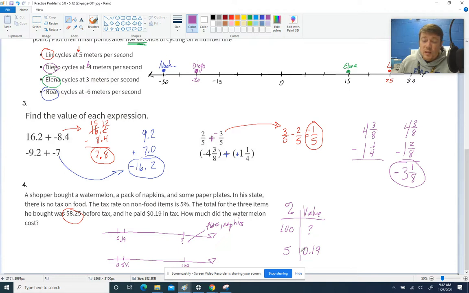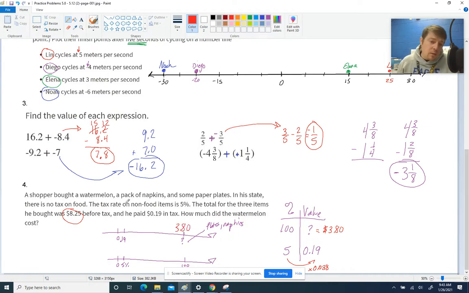So the constant of proportionality is real weird here. When I divided 19 and 5, my constant was 0.038. So it has a kind of an unusual constant of proportionality. You can find it that way. 38 thousandths, and that will multiply by 100 and give you a value, just move your decimal over twice, of $3.80. So the price of the plates and the napkins was $3.80.